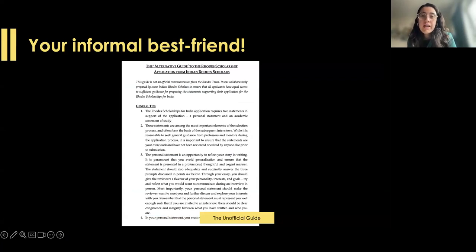It's an unofficial guide prepared by Rhodes scholars across years, and every year as scholars get elected, they write their own experience and give inputs on that. So this is also available on the Rhodes Scholarships India website. If you haven't had a look at this, please do look at this document. It is extremely helpful.